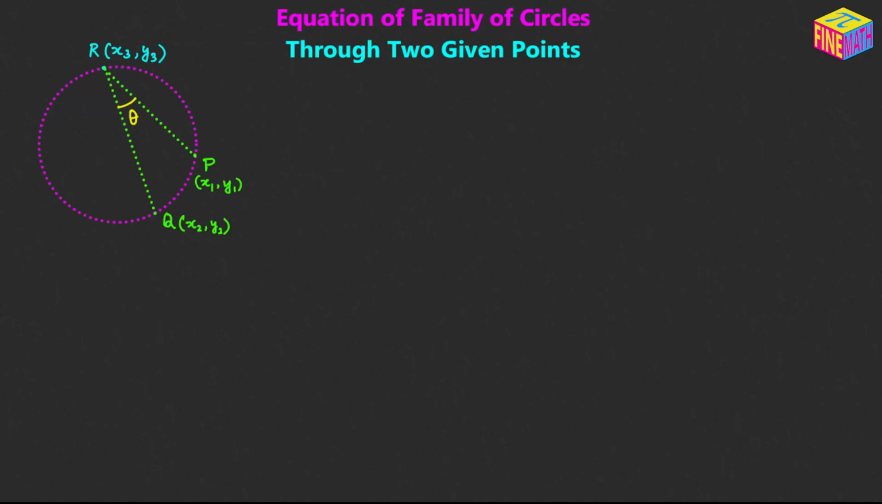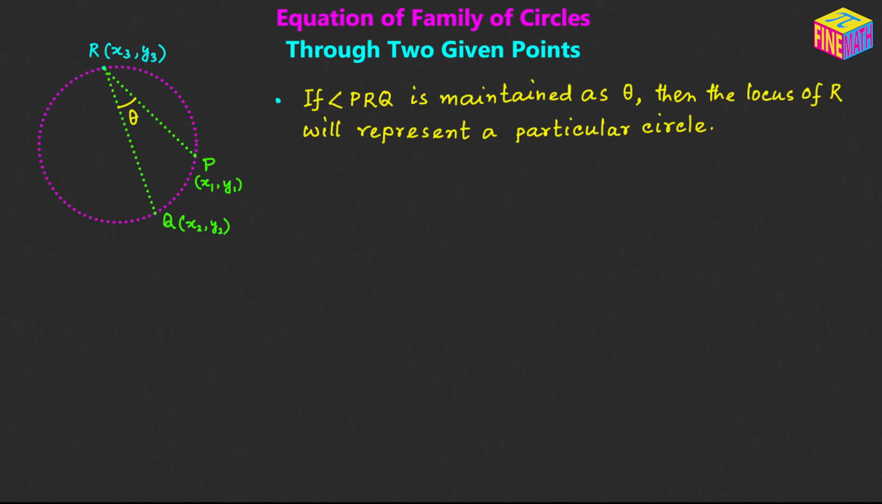I mean, if we join R with Q and R with P, the angle PRQ has to be constant no matter where R is located if the locus of R has to be a circle, because we know that the same chord subtends same angle on the circumference of the circle. So if this point moves in such a way that it always maintains this constant angle theta, which is angle PRQ, then the locus of this point would become a circle, and then using different values of theta you can actually come up with different circles, and all of them will be going through the points P and Q.